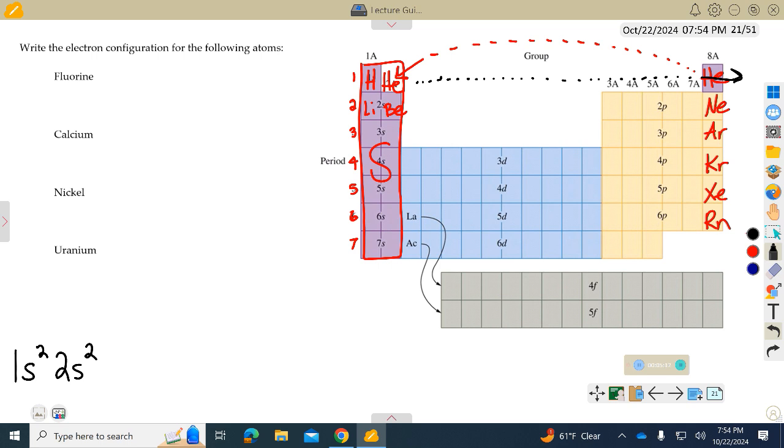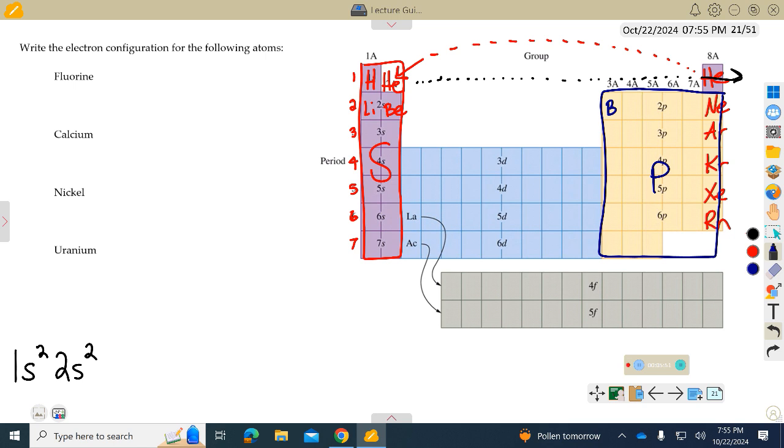Now the second energy level does have p orbitals. And so on your periodic table, we're going to put a big box around this section of the periodic table. So this is going to be like boron all the way across to neon. This is your p block. The p block goes across 1, 2, 3, 4, 5, 6 elements because a total of 6 electrons can fit in the p orbitals. There are 3 p orbitals that each hold 2 electrons. Total of 6.